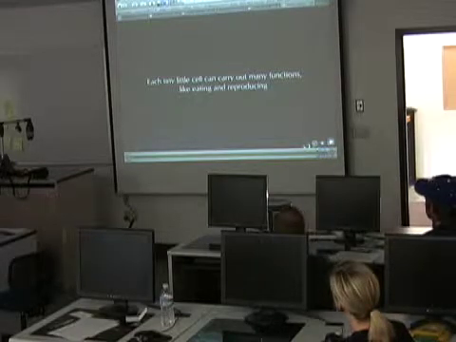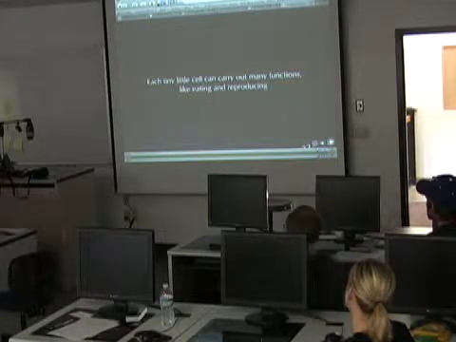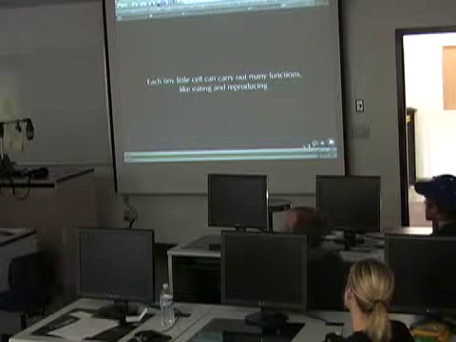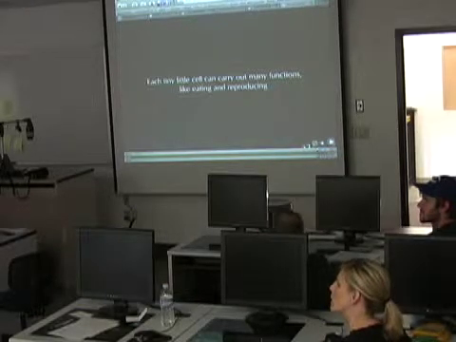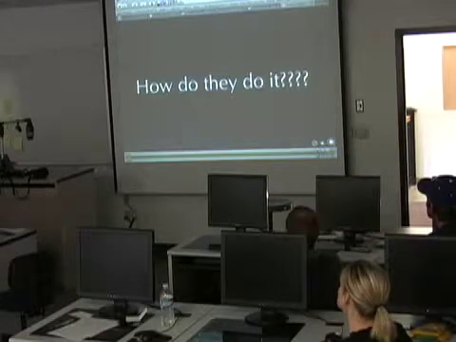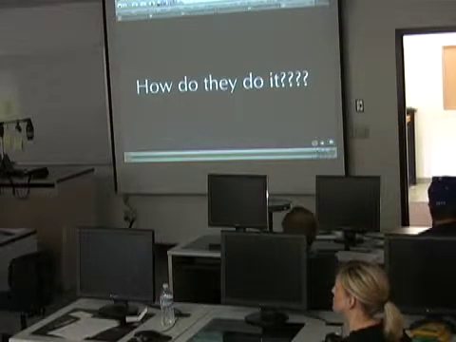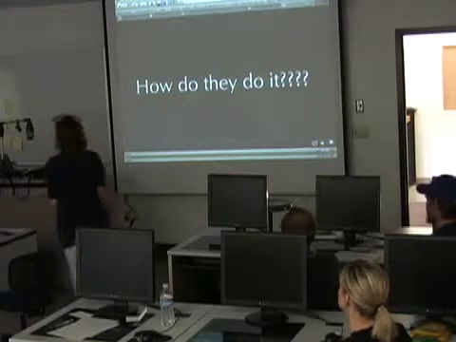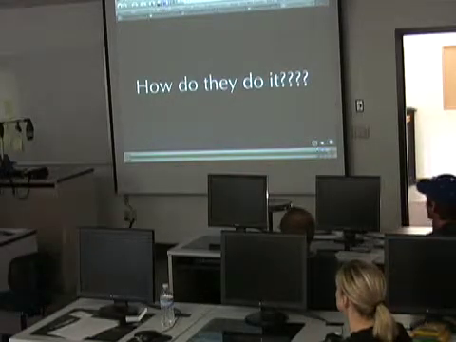Each tiny little cell can carry out many functions like eating and reproducing. So even if an organism is just 1 cell big, it can do a lot of the things that we do. It eats, reproduces, they can move. How do they do it? That's what we're going to be looking at today. So that's an overview of the first chapter in your book, just so we get out of the textbook a little bit.